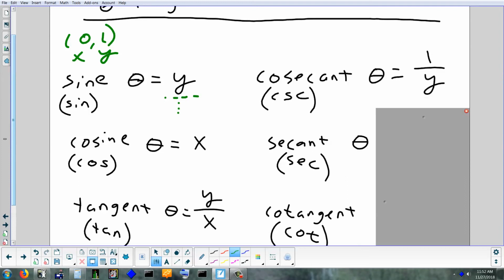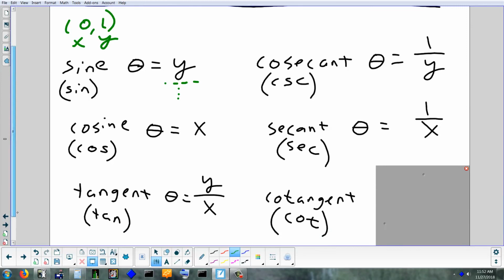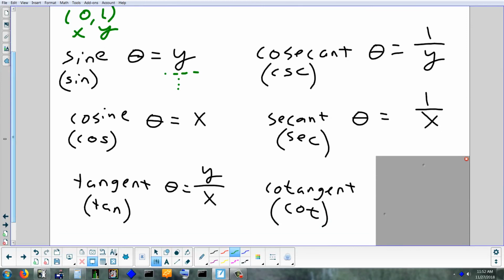So if secant is the reciprocal of cosine, what would the formula for secant be? Yep. It's 1 over x. And if cotangent is the reciprocal of tangent, what would be the formula for cotangent? X over y.